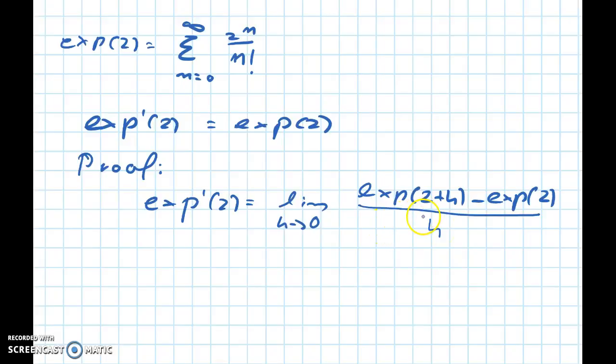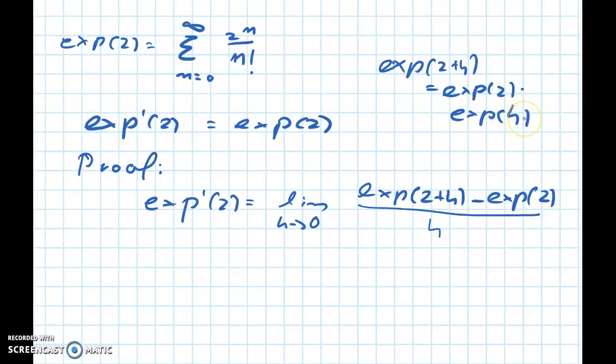And now we can apply what we already know about the exponential function, namely the following. We have exponential of z plus h is the same as exponential of z times exponential of h. And look here, we can apply this here.